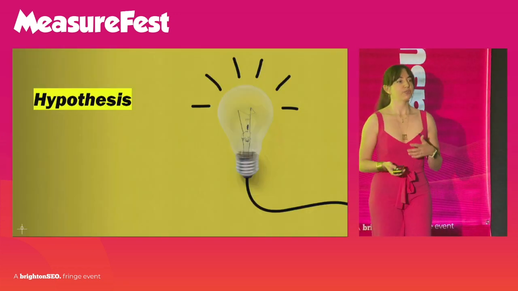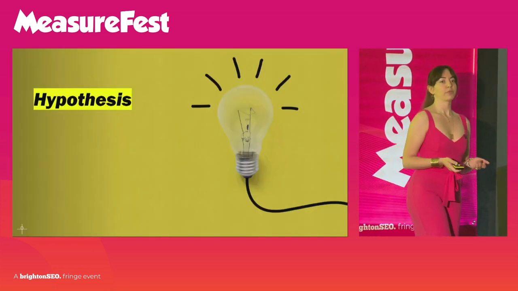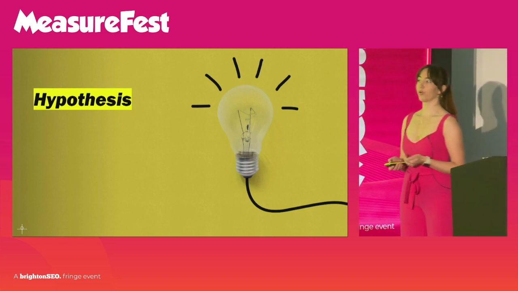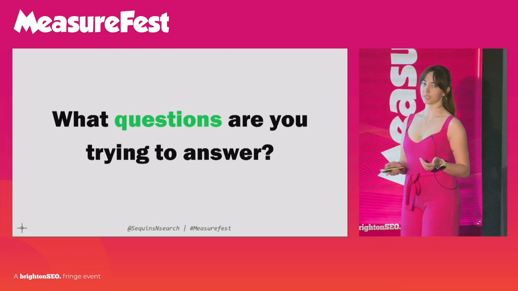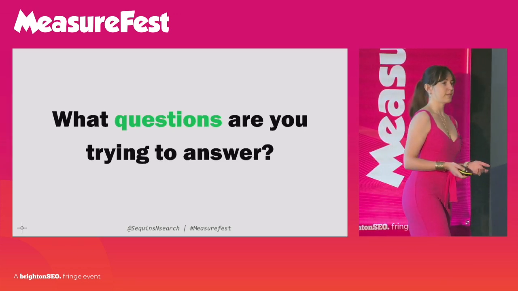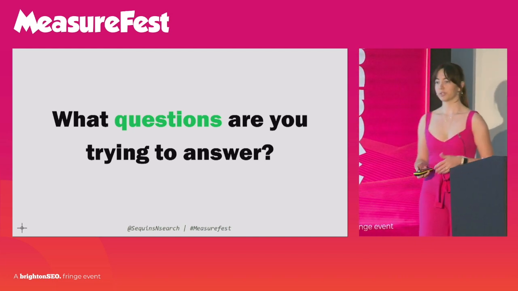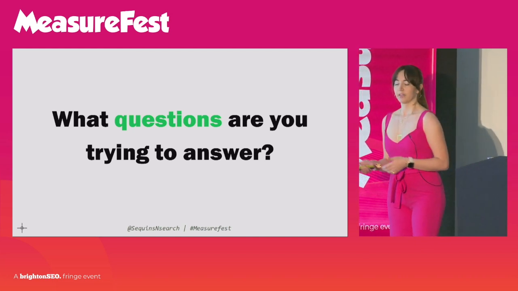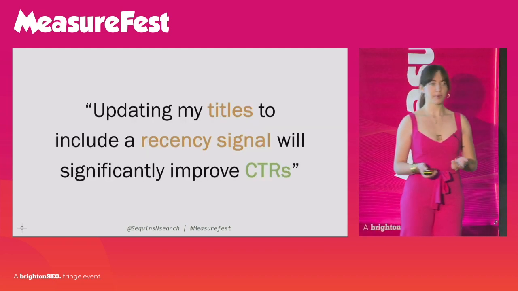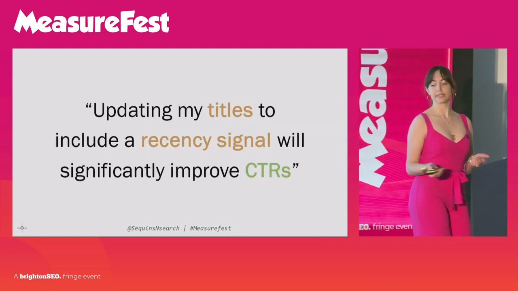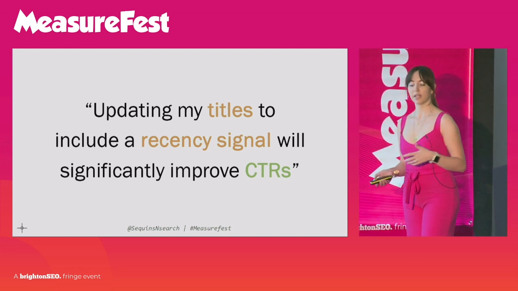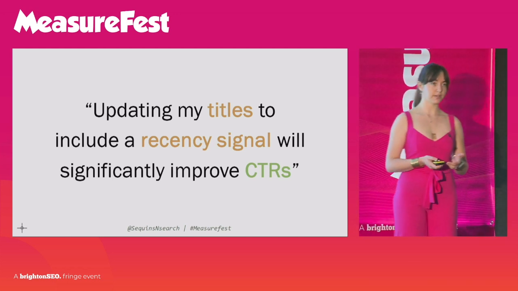So the first thing when you do a test and learn is that you want to formulate a hypothesis. And the hypothesis might come and should come from the questions that you're asking yourself. So your challenge maybe on your website might be you're not getting enough traffic to a certain portion of the website. So there's other metrics that you can focus on, but in general, the hypothesis should look something like this. So updating my titles, for example, to include a recency signal, will significantly improve my CTRs.